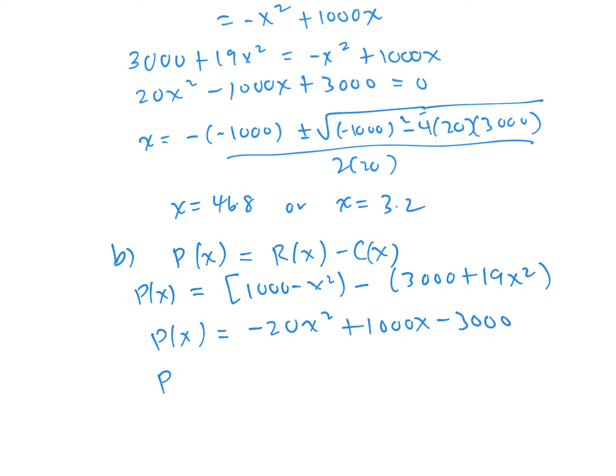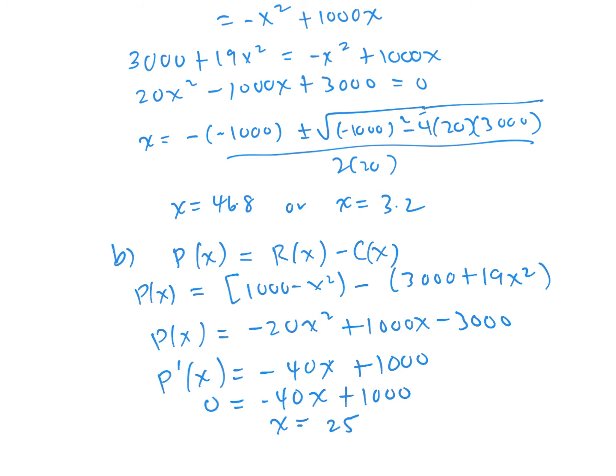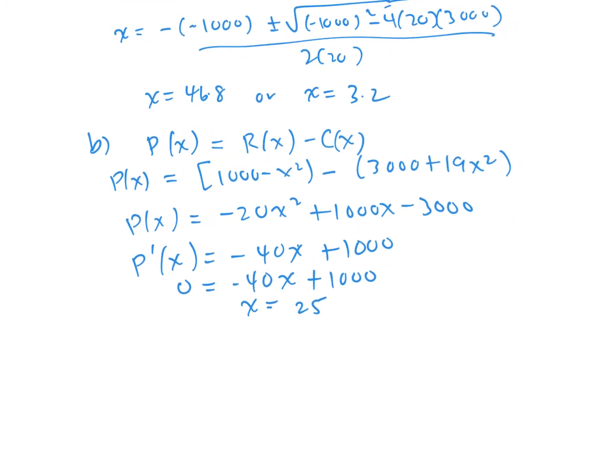And then we want the maximum profit. So we'll find the derivative and then set it equal to 0 and solve. And so x will be 1000 divided by 40, which is 25. So we would need 25 items for maximum profit. And so that price would be 1000 minus 25, which is $975.